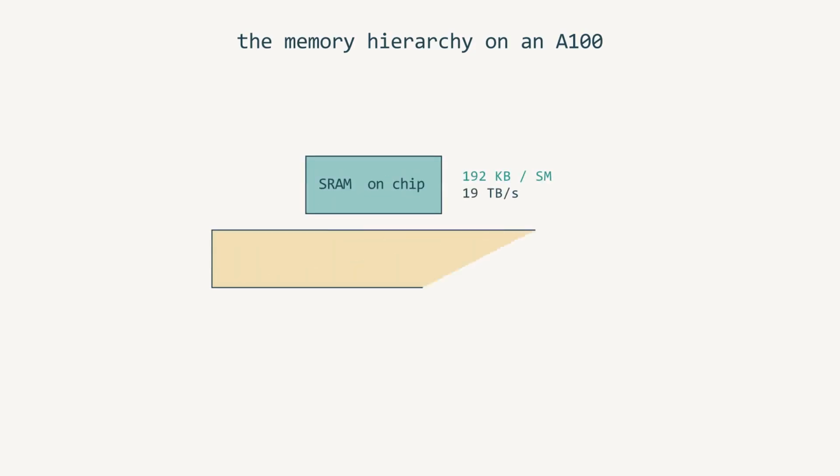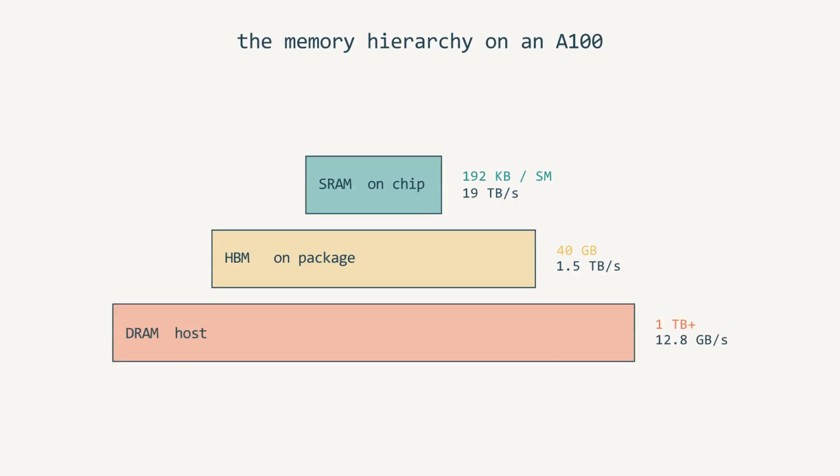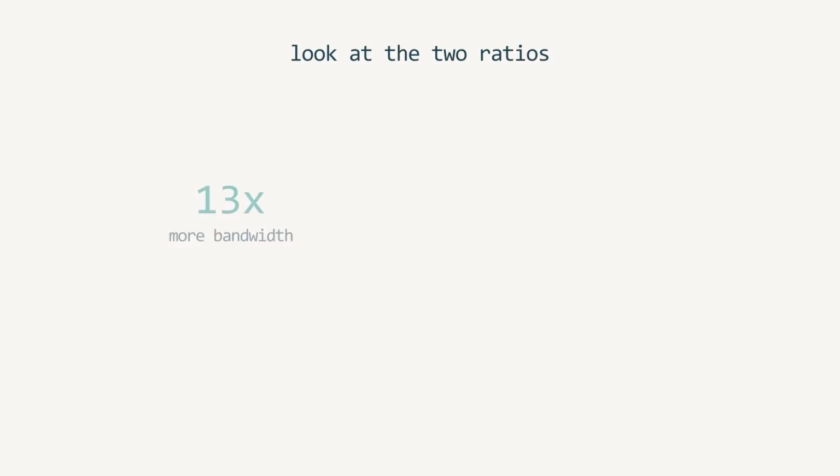This is the memory hierarchy on an A100, and these are the numbers from the paper. At the bottom, the machine's main memory, over a terabyte of it, reachable at about 12.8 gigabytes per second. Above that, the GPU's own high-bandwidth memory, 40 gigabytes at roughly 1.5 terabytes per second. That's the 40 gigabyte card on the spec sheet. When people say a model doesn't fit, this is what it doesn't fit in. And on chip, the SRAM, about 20 megabytes total at an estimated 19 terabytes per second.